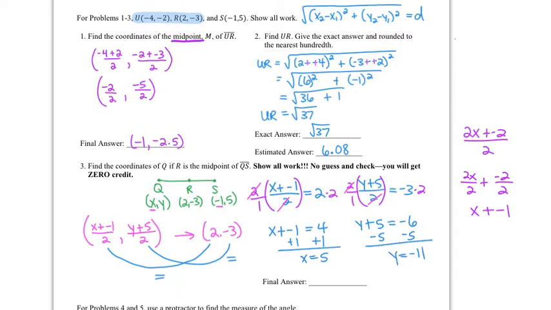So our original endpoint, Q, has to be +5, -11, in order for this to be the other endpoint and this to be the midpoint. And our final answer always goes in parentheses, so (5, -11). And that's it for number 2.